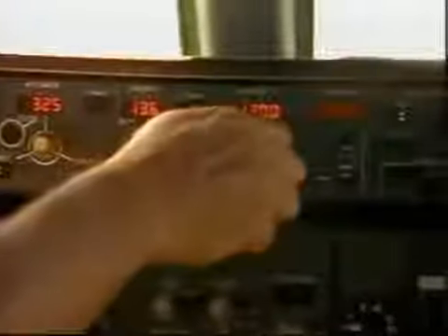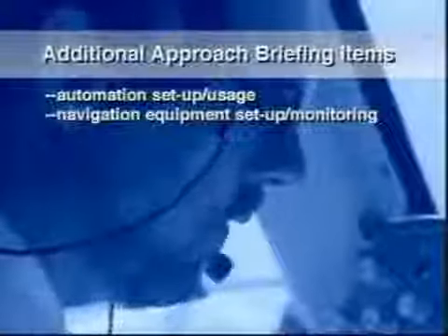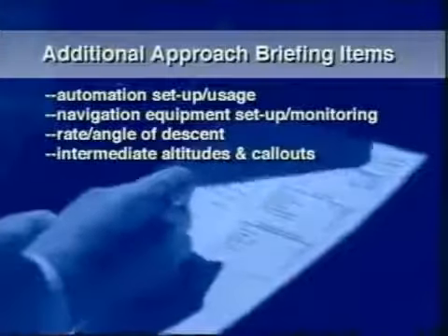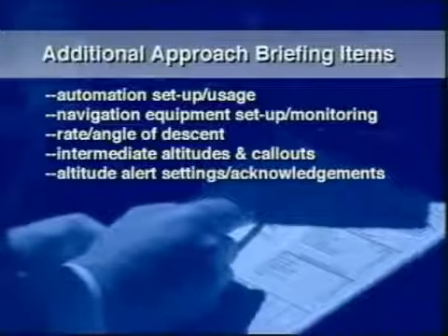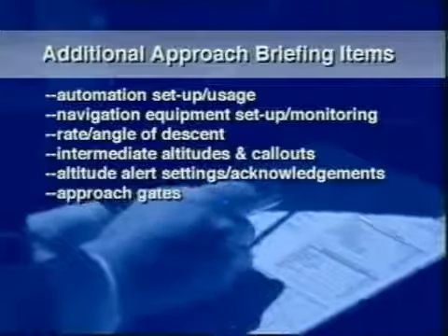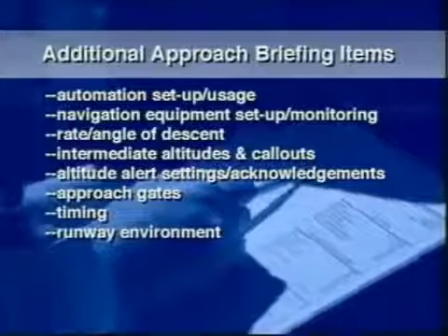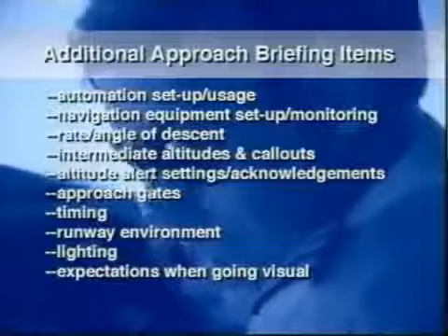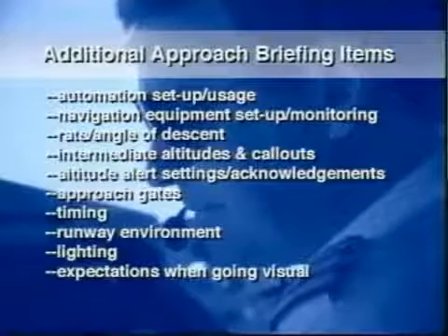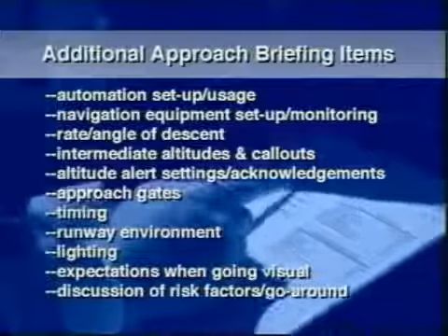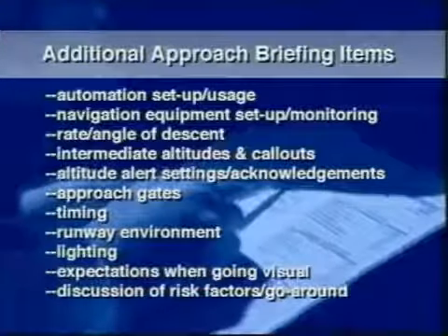The Flight Safety Foundation recommends that in addition to the standard briefing items such as chart date, runway in use, approach type, glide slope angle, and crossing altitudes, the following items should be briefed as appropriate: automation setup and usage, navigation equipment setup and monitoring, rate and angle of descent, intermediate altitudes and callouts, altitude alert settings and acknowledgments, approach gates, timing, runway environment, lighting, expectations when going visual to include offsets, radio altimeter usage, and awareness, and a discussion of possible risk factors, including conditions that will dictate a go-around.